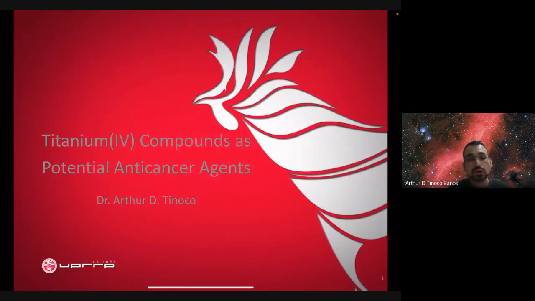All right, so we're going to focus on titanium-4 compounds in terms of their potential anti-cancer effect. The reason for this is that titanium-4 is, in large respects, a different type of metal ion versus platinum and even gold-1 and gold-3.